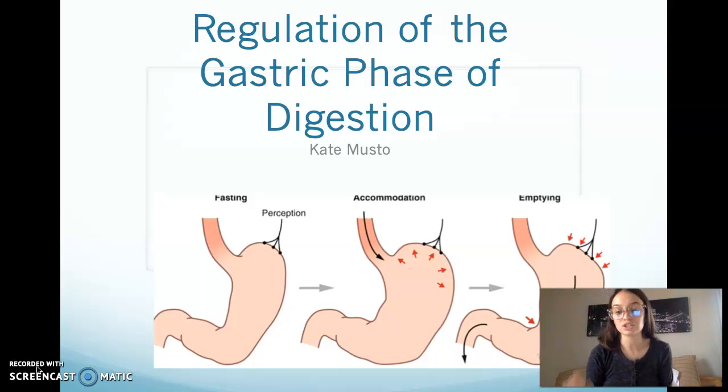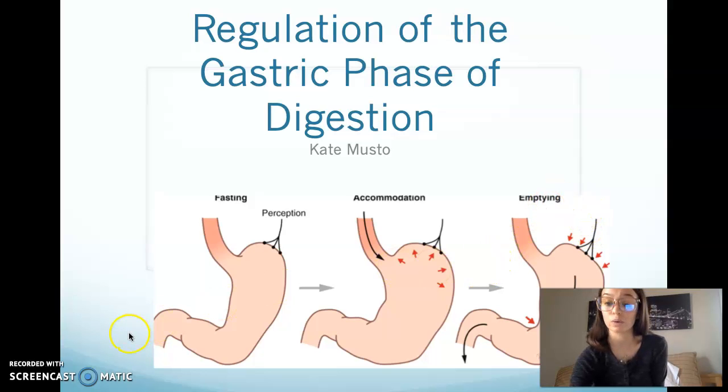This presentation is going to be on the regulation of the gastric phase of digestion. I included this picture diagram of the stomach, and this is what the stomach looks like when there's no food and it is empty in the fasting state. Accommodation is when food is going to enter the stomach, and as you can see here, there are stretch receptors in the stomach that we will discuss later. And then the emptying of the stomach is when food is going to be eliminated into the small intestine.